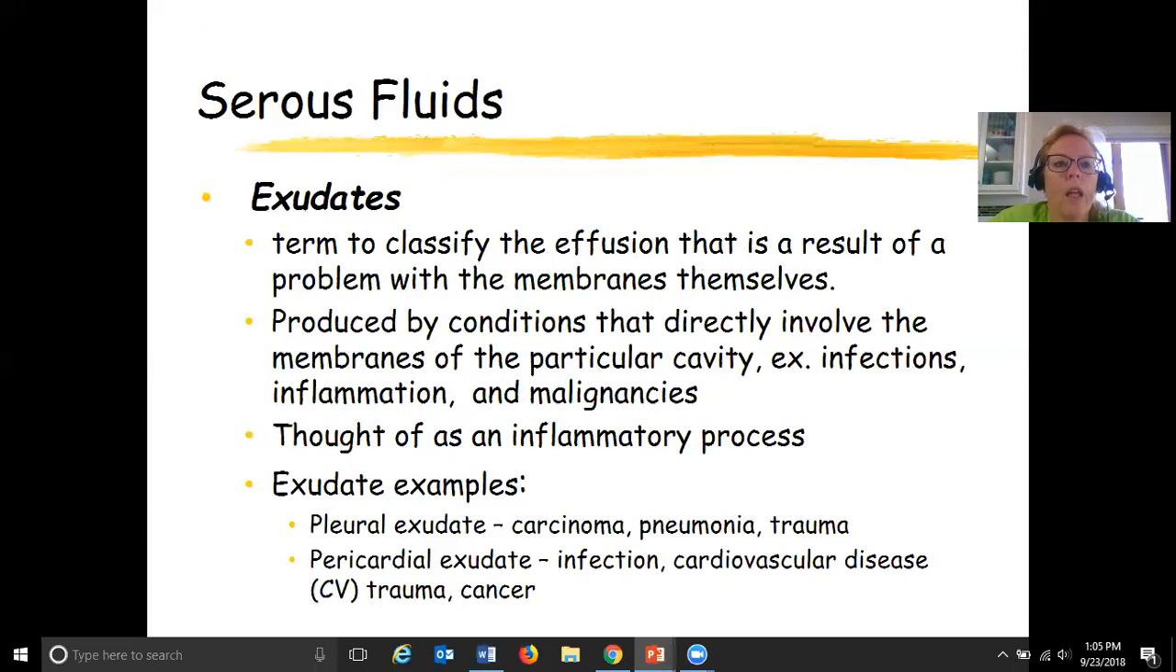So the transudate then is a type of effusion that's a result of a systemic disorder, so a system-wide disorder. An exudate is usually an effusion that's a problem with the membranes themselves. So it's specific to that membrane that involves that direct cavity. So it's usually thought of as an inflammatory process. It can be due to an infection, inflammation, or a malignancy. For example, a pneumonia may cause a pleural exudate. They may cause fluid to build up around the lungs. So might trauma. Around the heart, if someone has a heart issue that involves an infection, the membranes may become inflamed, and then they can't produce and reabsorb fluids like they should.